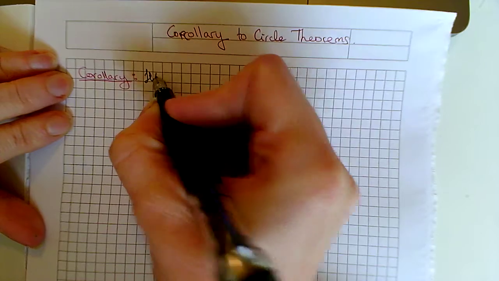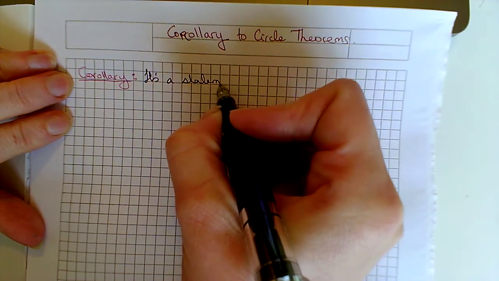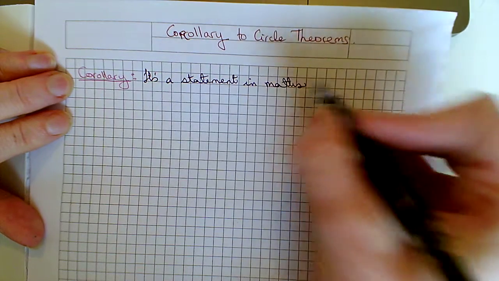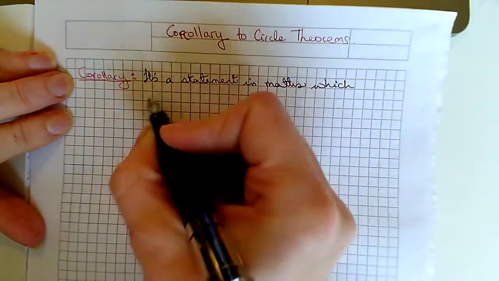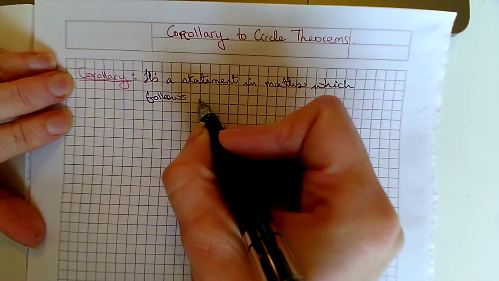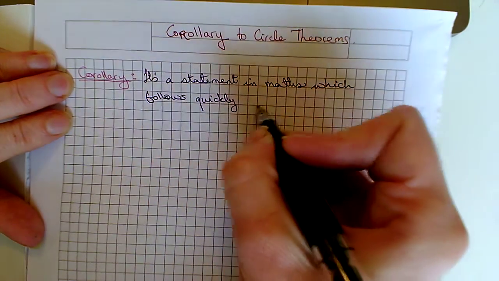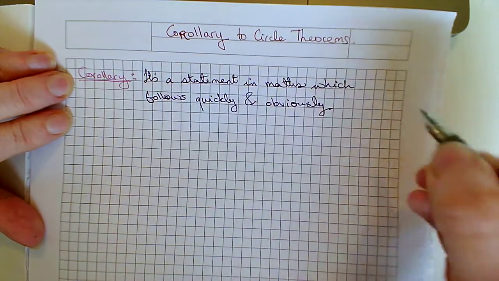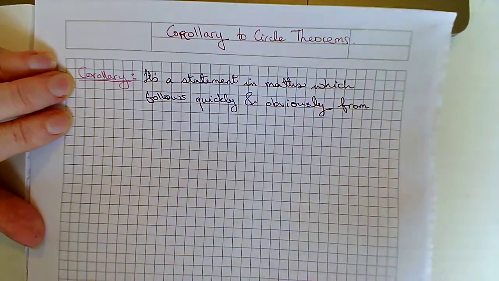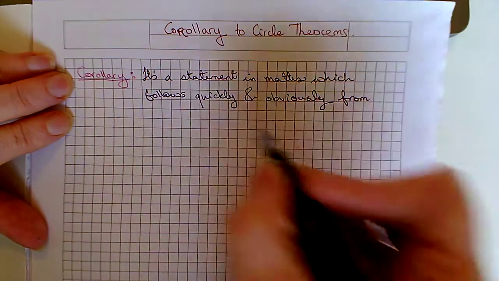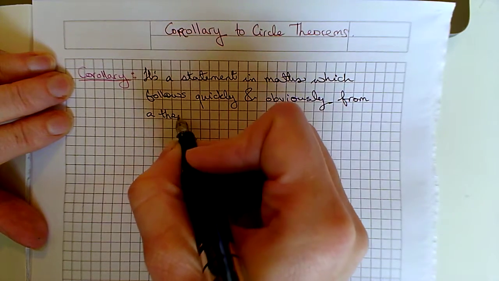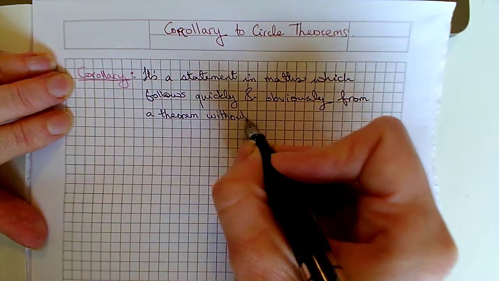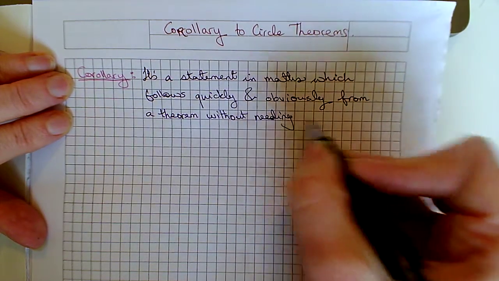So it's a statement in maths which follows quickly, and well, mathematicians say obviously. It's not always obvious to lay people. It follows quickly and obviously from a theorem. And the important point here is that it doesn't need to be proved, without needing proof.